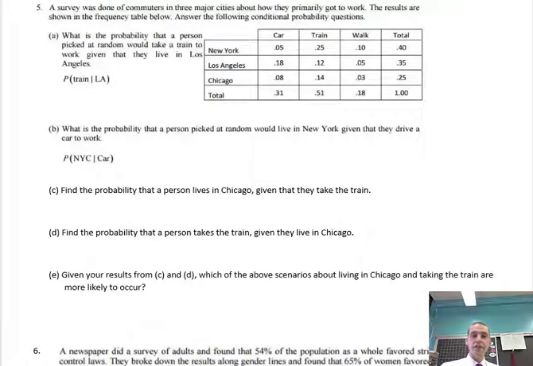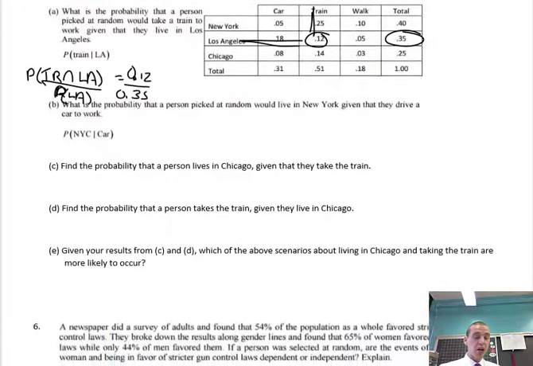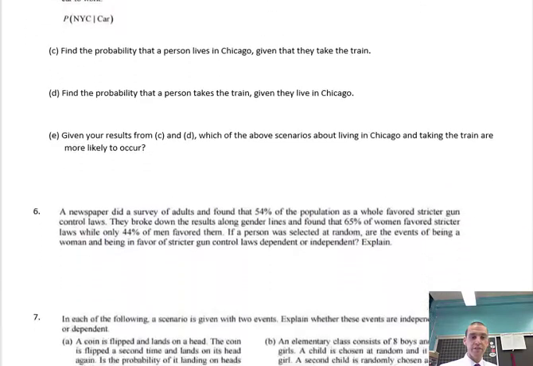Number 5, this is the probability of train and LA over the probability of LA. Train and LA, you do no math for that. You just find where the two ands are, over the probability of LA, total of 0.35. So 0.12 over 0.35. That would be all I'm expecting for 5A.